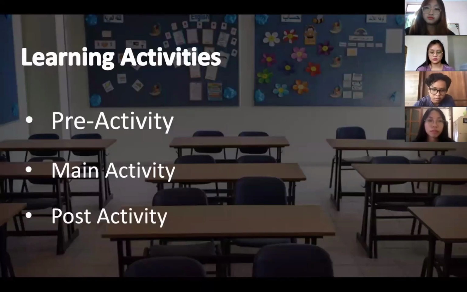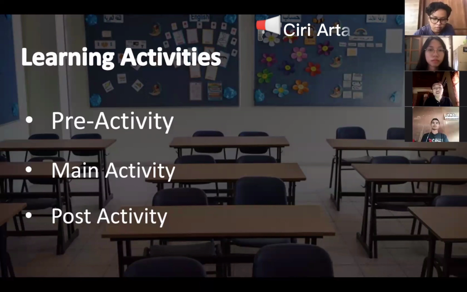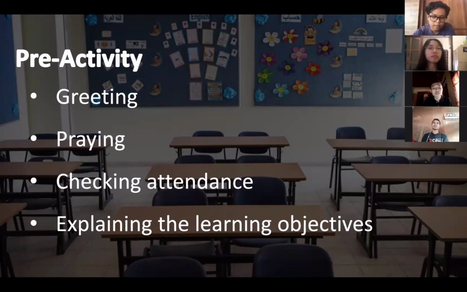So there are three learning activities: pre-activity, main activity, and post-activity. Now I will explain the pre-activity. Firstly, the teacher greets students through Zoom meeting or Google Meet. Then the teacher invites students to pray according to their respective beliefs. Continue with checking attendance: the teacher checks student attendance by distributing a Google Form in the online meeting chat room. Then the teacher explains the learning objectives to students.